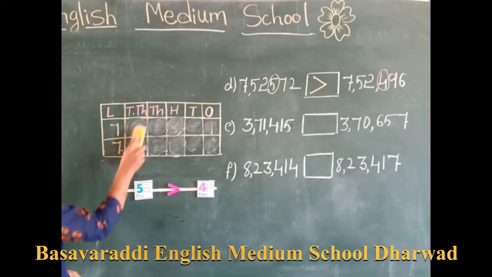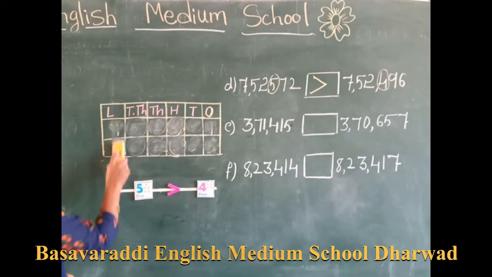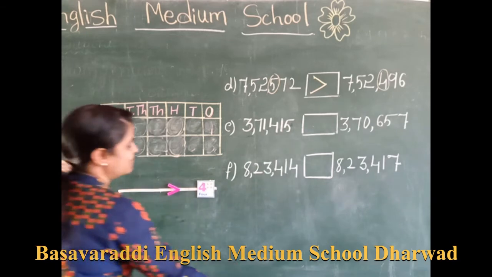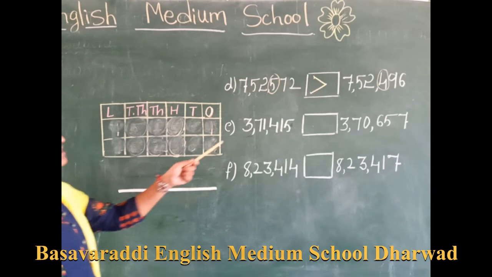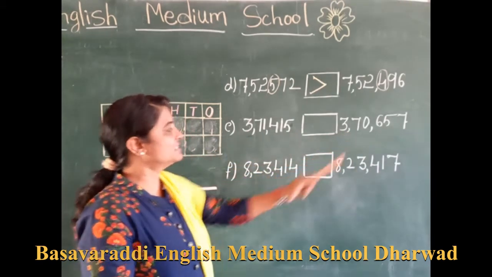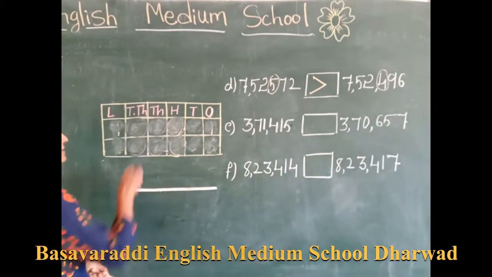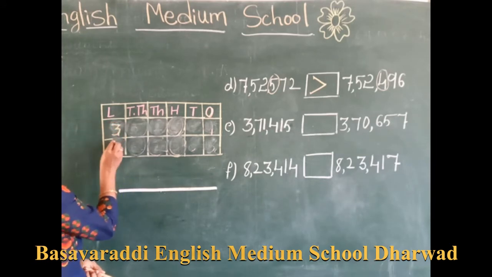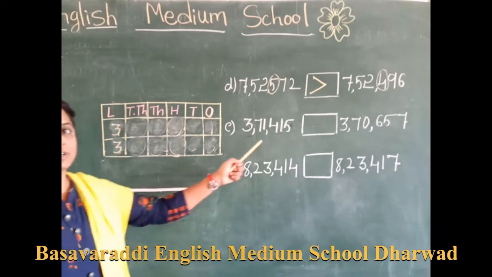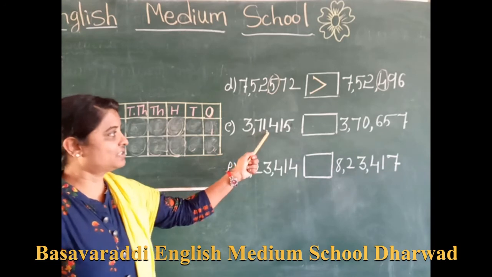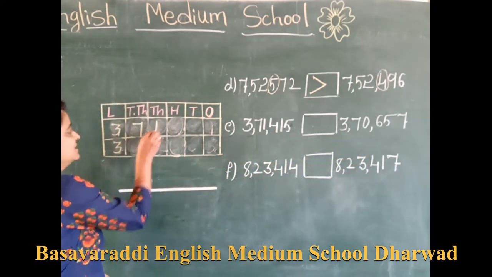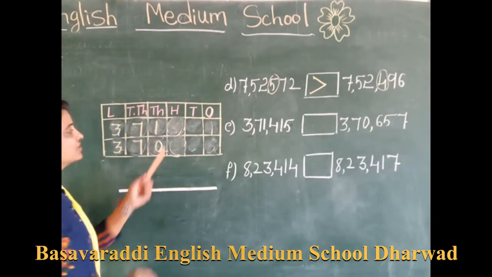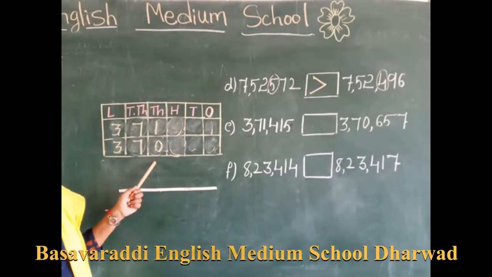If we put it in a place value chart, it is very easy to find the big number and the small one. Next, see here, what is in the lakhs position? In both it is a 3. Then write 3 in the lakhs position. Then next, 10,000s: here it is 71,000 and here it is 70,000. Here only we got the difference. In the thousands place itself we got the difference.